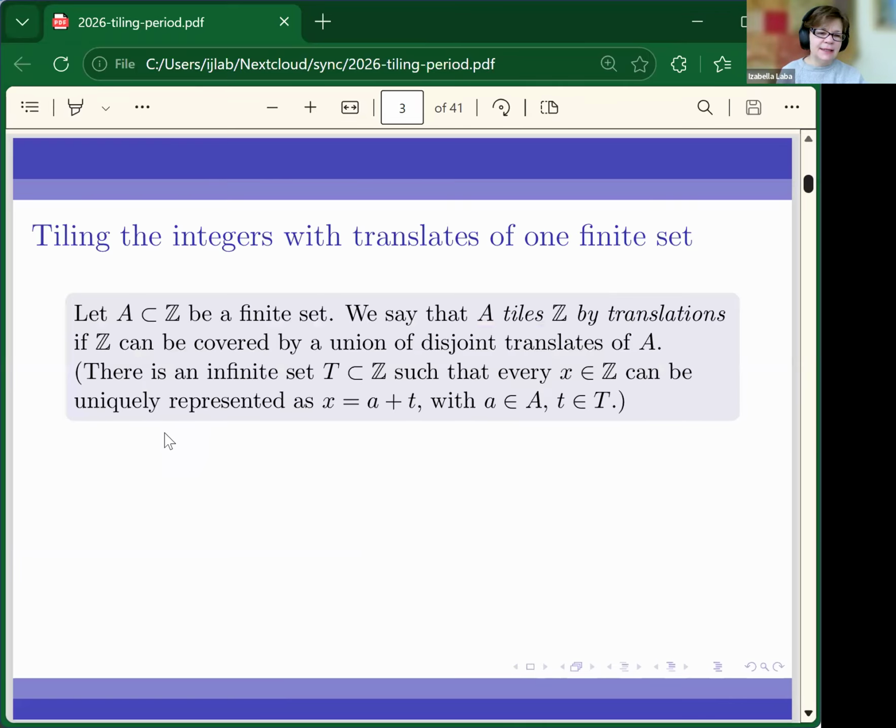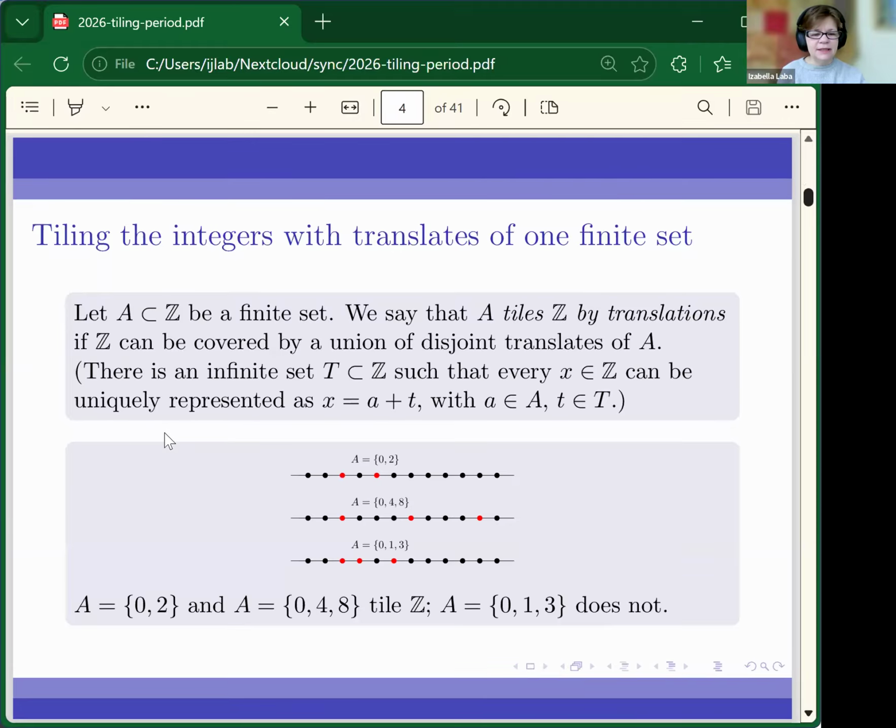Here's what we mean when we say that a finite set tiles the integers. Let's say that A is a finite set, a subset of the integers. We say that A tiles the integers by translations if we can cover the integers by a union of its disjoint translates. So in other words, there is an infinite translation set, let's call it T, so that every integer can be represented uniquely as a sum of two elements, one from A, one from T. Here are a couple of examples.